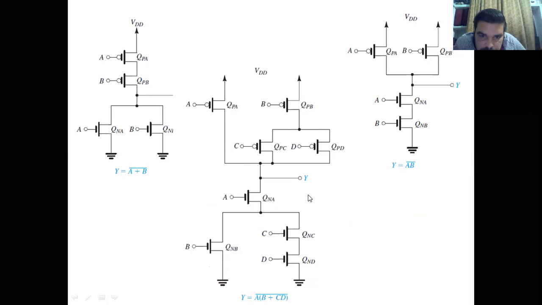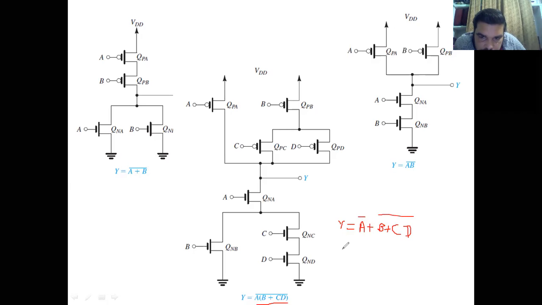Now in order to make the pull up network, you need to convert this logic in the form y equal to complement of individual inputs. Here you can see that these inputs are not individually complemented. So in order to make them individually complemented, we need to use De Morgan's theorem. By applying De Morgan's theorem, you will get A bar plus B plus CD whole bar.